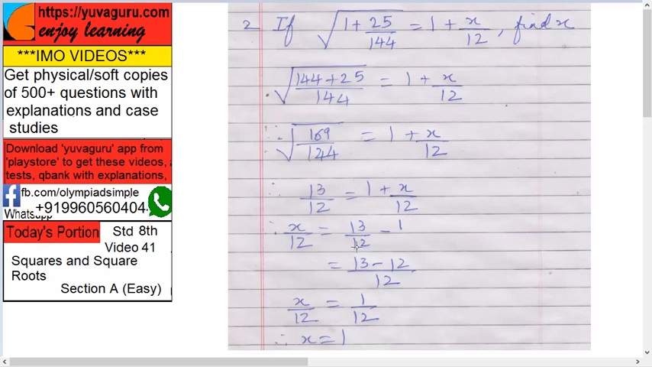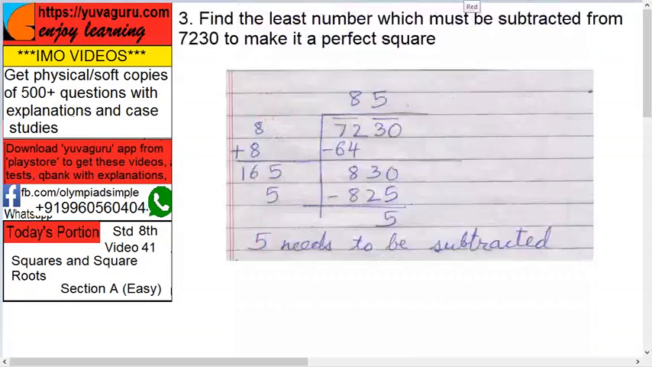Minus 1. Same denominator, 12 ones are 12, so 13 minus 12 upon 12, so 1 upon 12. So 12 cancel, you get x equals 1. That is the required answer.